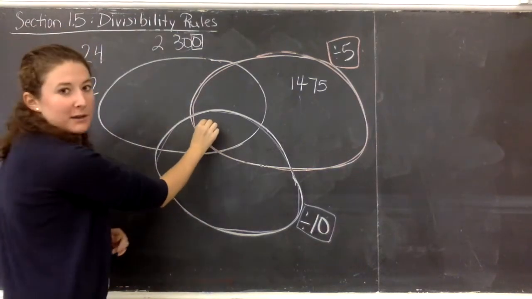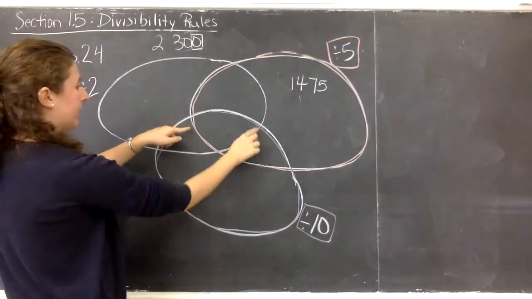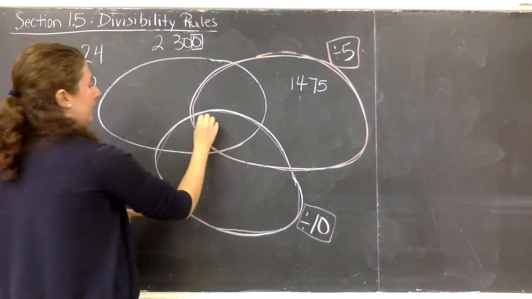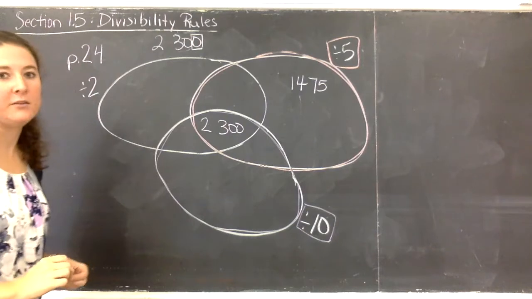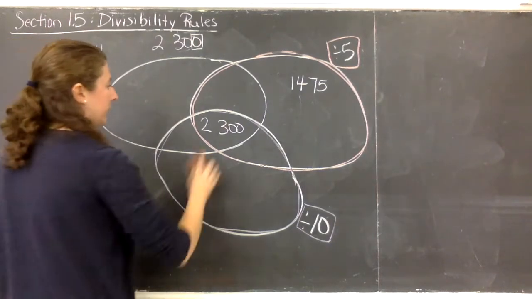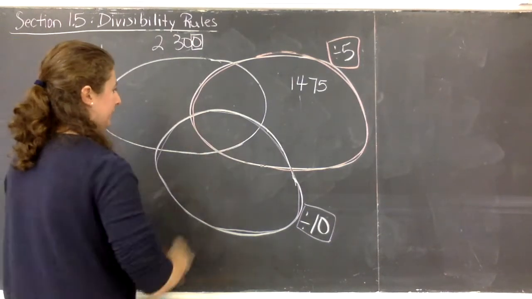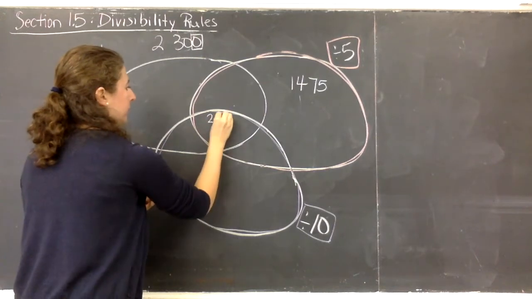So here, right in the middle, where they all connect, so I have the part of the blue, part of the white, and part of the red, 2,300. Now, I probably want to write a little bit smaller in case there are more numbers that will fit in here. All right, 2,300.